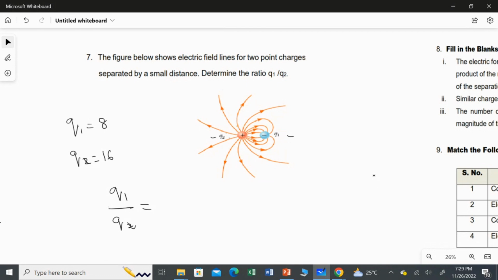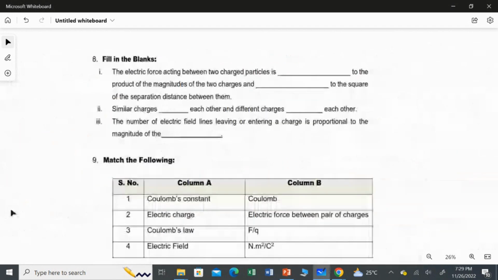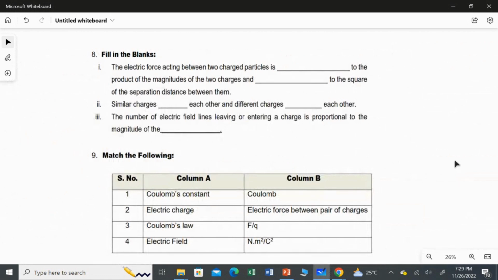How many lines are entering? The number of lines entering is 8. The number of lines coming out of Q2 is 16. That will be your answer, which is exactly 0.5. Clear? Clear? That's it. Okay, now we have to answer the fill in the blanks.